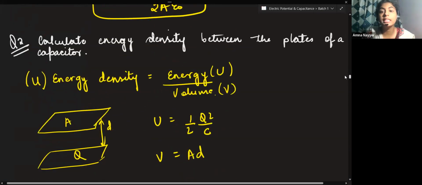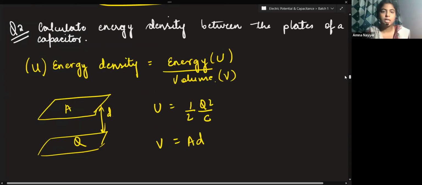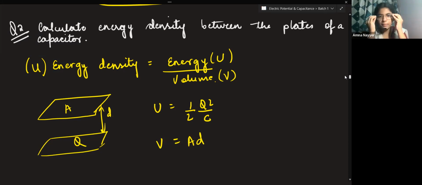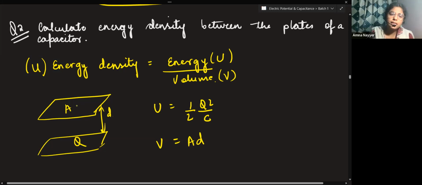Okay, so the next one, this is the last one. Energy density between the plates of a parallel plate capacitor. Energy density means energy per unit volume. When we reach current electricity, you will see a term known as current density, which has a different meaning. So energy density is basically energy per unit volume. Let's say two parallel plates are there, the area of the plate is A, the separation between the plates is D, and the charge of the plate is capital Q.